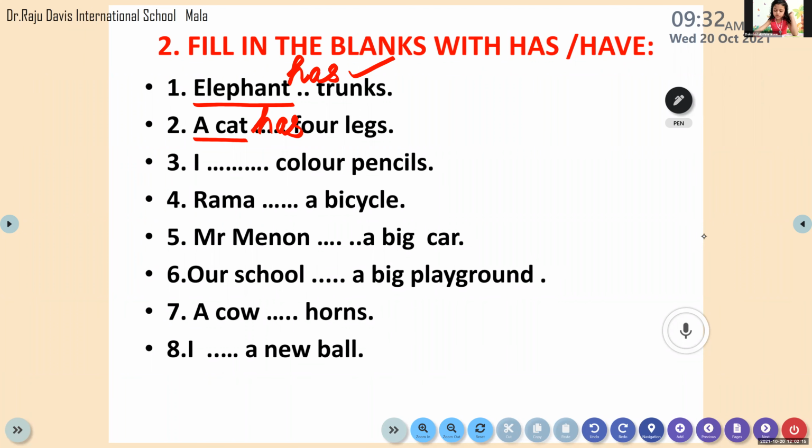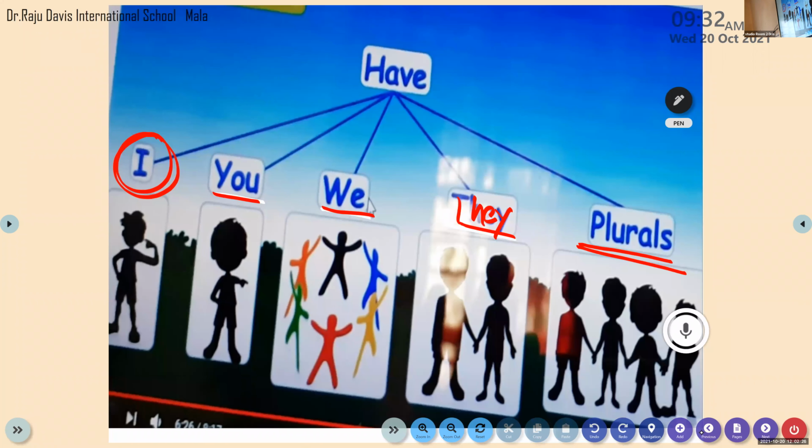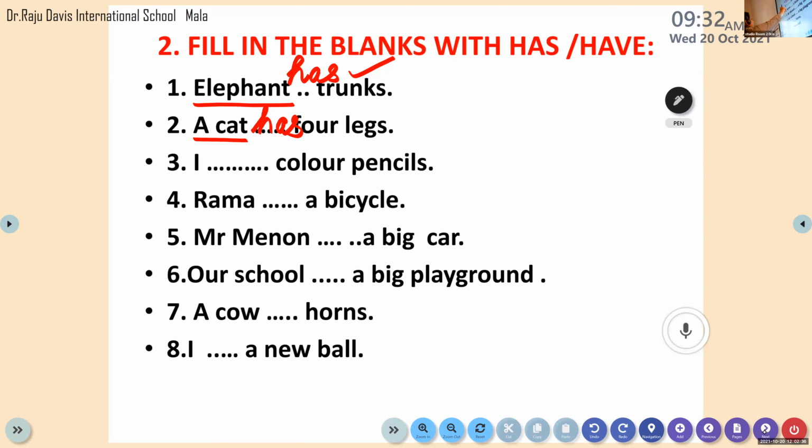I dash color pencil. It is I. So I've told you it's an exceptional rule. With I, we have to use, come on, look at the board. Look at the table here, Daksha. With I, do we have to use has or have? I have. Okay. So with I, here we have to use has or have? Have. I have color pencils. So has and have are used to show possession. So with I, we use have. I have color pencils. Is that clear? Yes, ma'am. Thank you. Now let's move on to the next person.